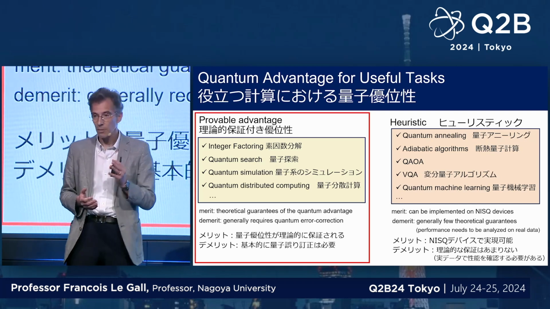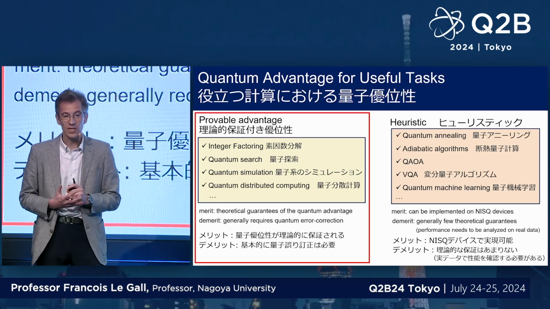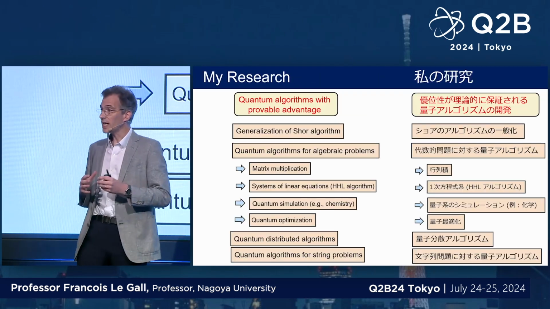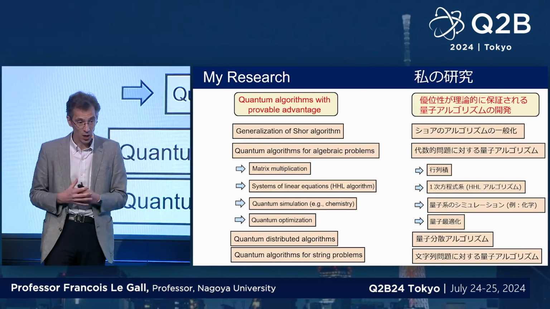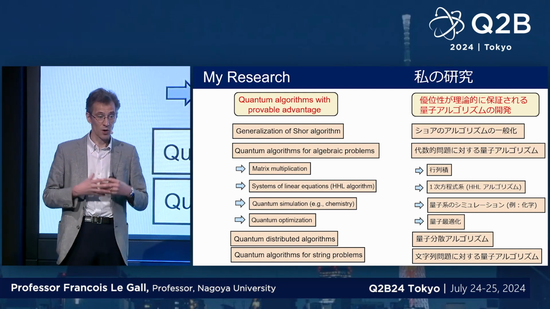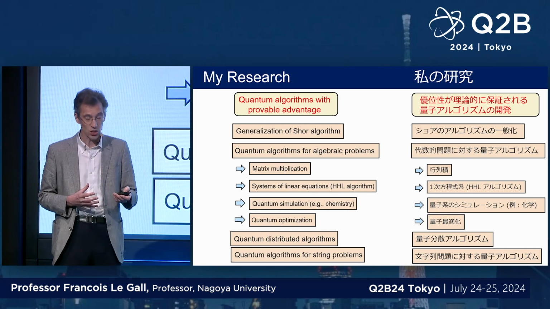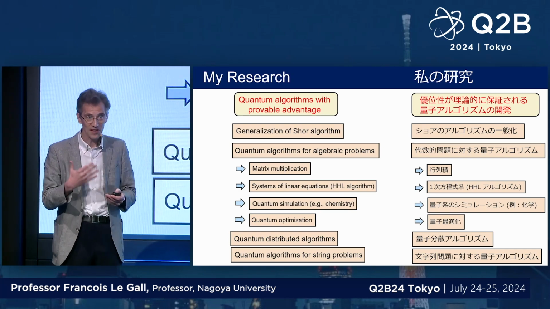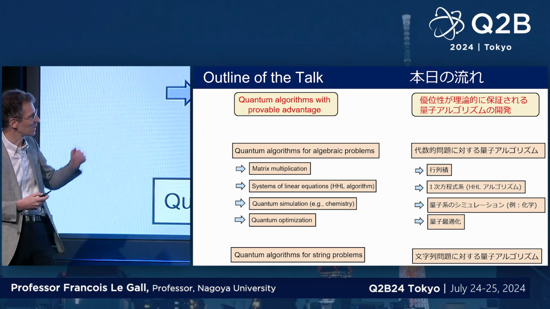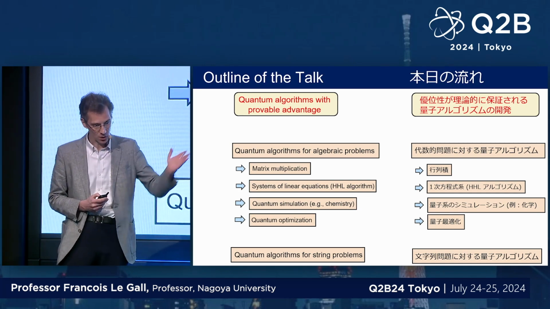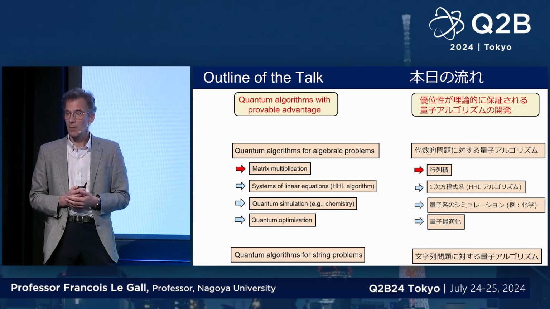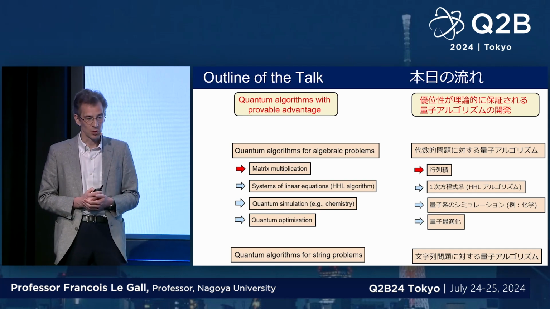And this talk will be about quantum algorithms with provable advantage. I've been working on this topic for essentially all of my career. So I studied a lot of different areas of quantum algorithms with provable advantage. And today I will present my own selection of my favorite examples of quantum algorithms with quantum advantage, all those mentioned in this slide. And I will start with this one, the quantum algorithm for matrix multiplication.